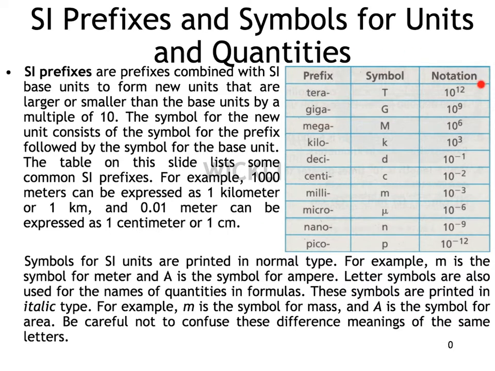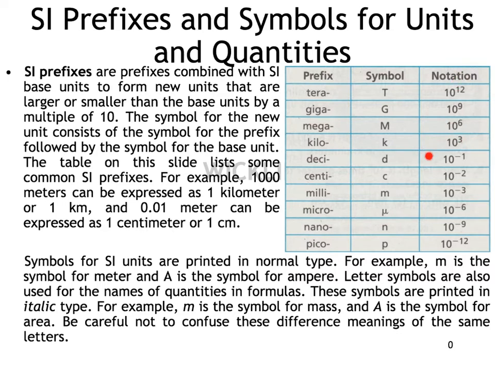This table right here is one that you'll find on your reference table, and it goes through some of the most common prefixes for these units. In order, we've got tera, giga, mega, kilo, deci, centi, milli, micro, nano, and pico. And these are the exponents.